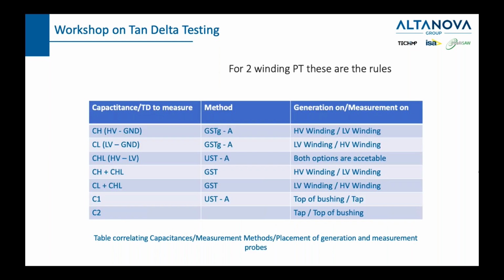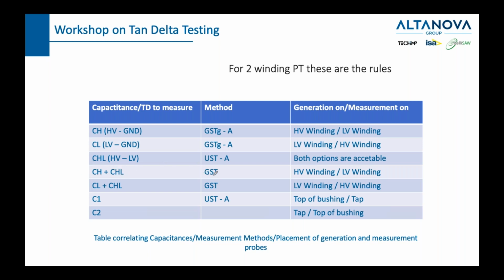Another way to show this is if we have a two winding power transformer, and we say which method needs to be used. If we want to measure CH, we will use a GST GA with generation on the high voltage winding and measurement on the low voltage winding. For CL, same method, but we will generate on the low voltage winding and measure on the high voltage winding. CHL can be measured using a UST method because it's not grounded. We can generate on the low side or the high side, low voltage or high voltage.